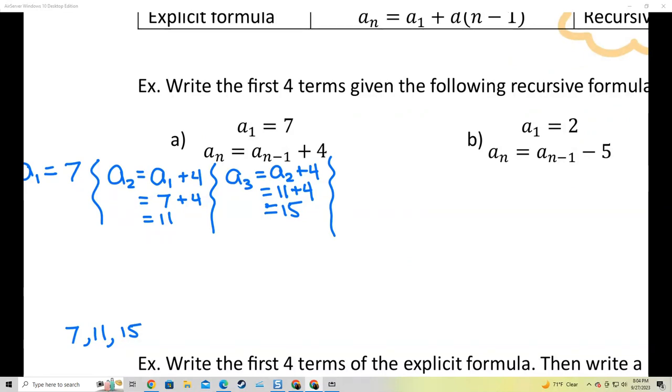We're going to do this one more time. I want my fourth term. According to my formula, in order for me to get my fourth term, I need to get my previous term. Well, the previous term was the third term.